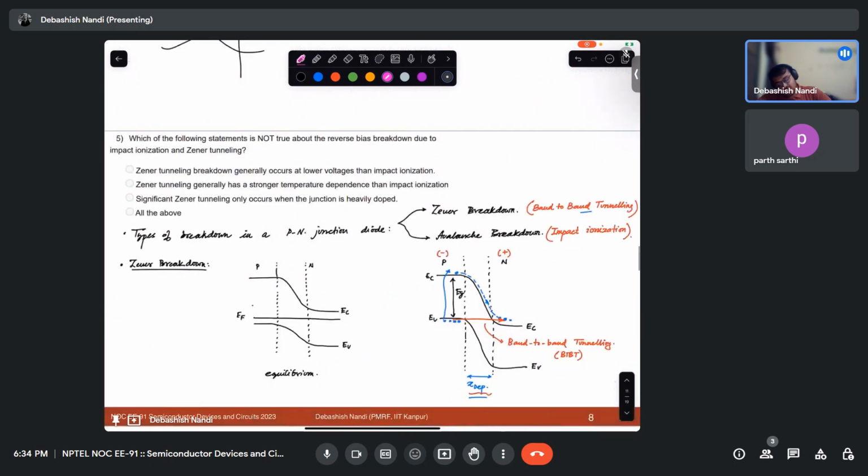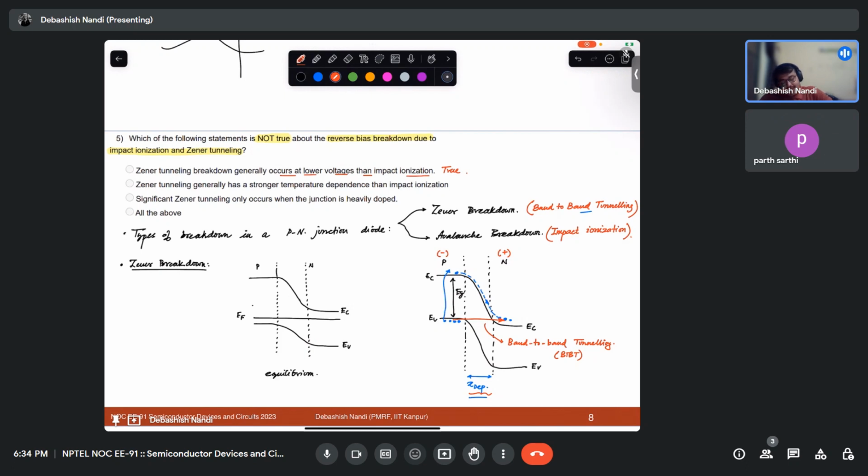So now going back to the question, it is mentioned which of the things are not true in reverse bias breakdown due to impact ionization and Zener tunneling. Again, remember that these are just different names of the same stuff, avalanche breakdown and Zener breakdown. So first, Zener tunneling breakdown generally occurs at lower voltage than impact ionization. Is it true? Yes, so it is true.